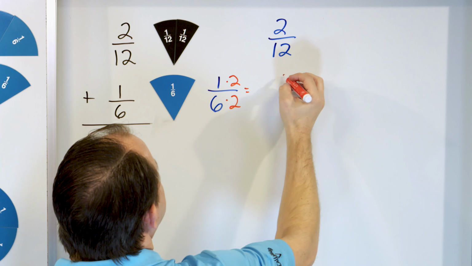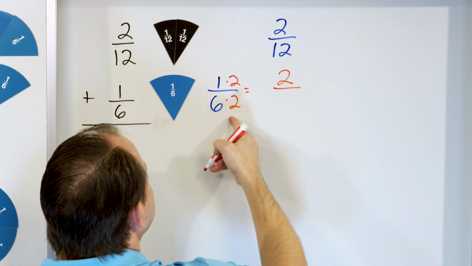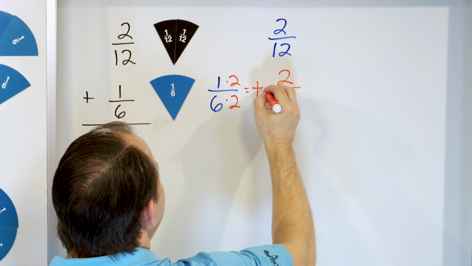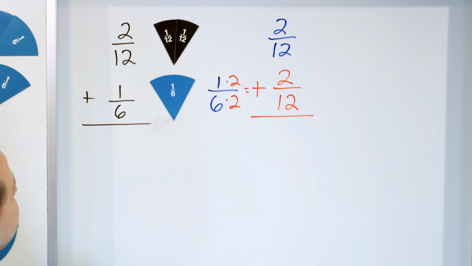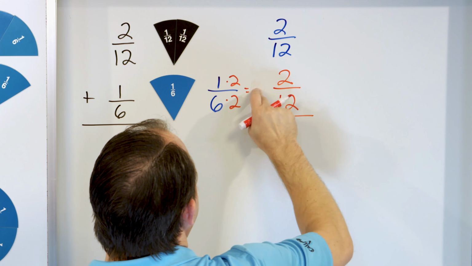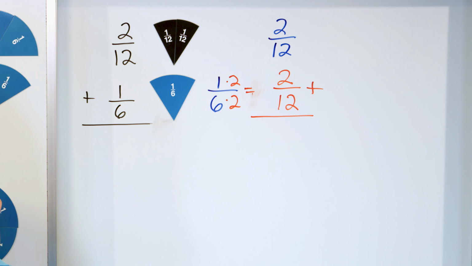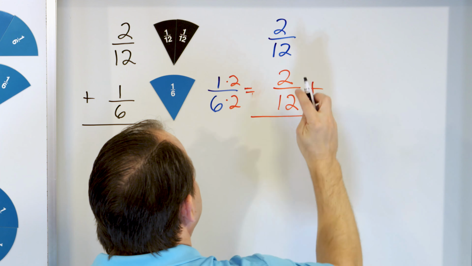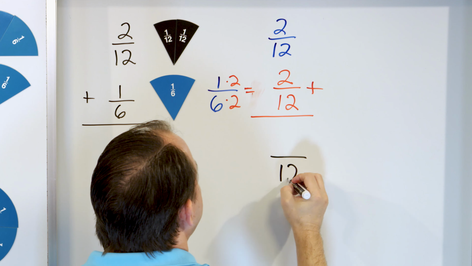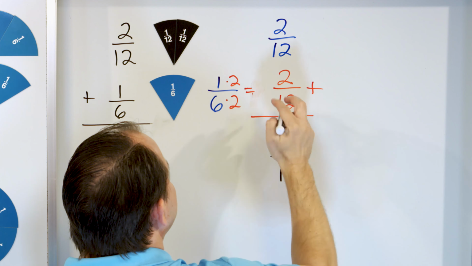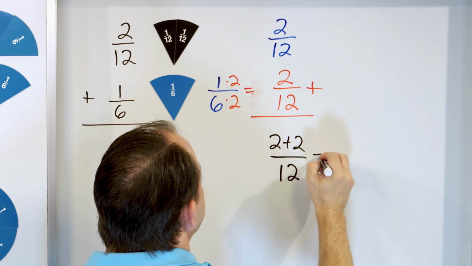What am I going to get? 1 times 2 is 2, and 6 times 2 is 12. And I'm going to add these guys together like this. Actually, let's put the plus sign on the other side just so we don't confuse ourselves. So that's equal to that. We'll add these guys together. So now I have a 12 and a 12. 12 on the bottom. Add 2 plus 2. Add the numerators.